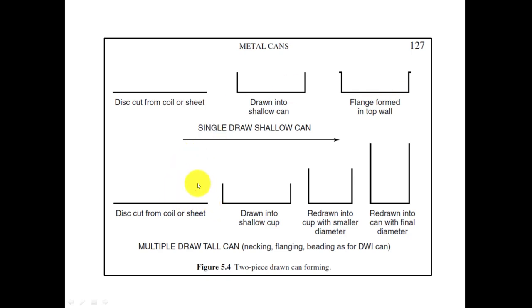Next is the drawn and redrawn. As you have seen, the story again starts with the disc cut from the coil or the sheet. It is drawn into a shallow cup. Then here you can see the diameter is larger than this portion. So it is further redrawn, and when it is redrawn, the height will increase and the diameter will decrease. Then it is further redrawn, and this diameter will be smaller than this diameter and the height will further increase. That is to say, the thickness of the body will remain the same throughout the process.